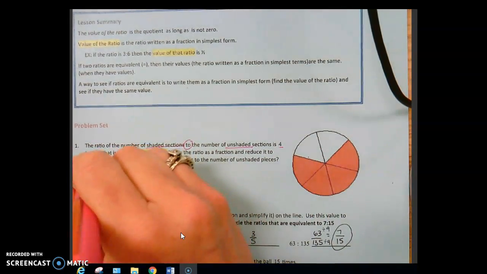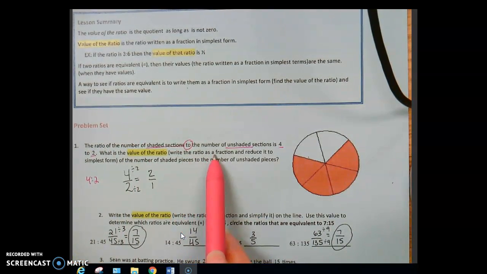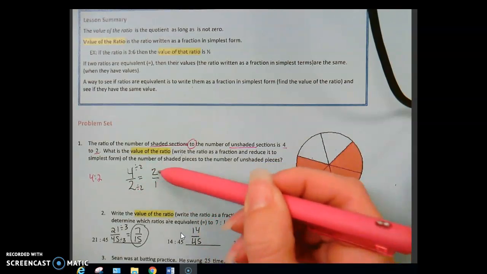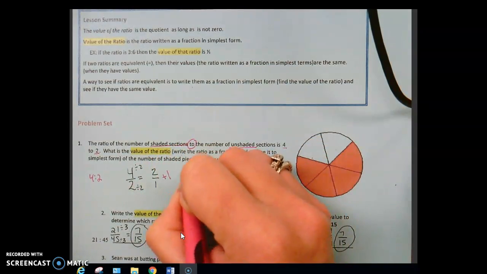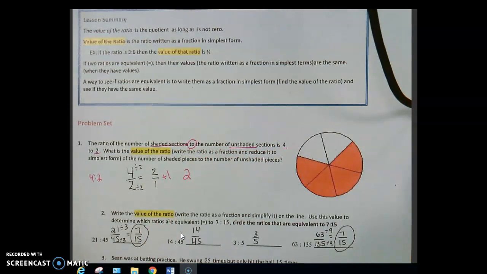So that ratio would have been 4 to 2, but we're looking for the value, which we know is a ratio as a fraction in simplest form. So if we start with 4 halves, divide both sides by 2 to get 2 over 1. If you got that, plus 1. If you simplified it further to just plain 2, I would also accept that as a plus 1.